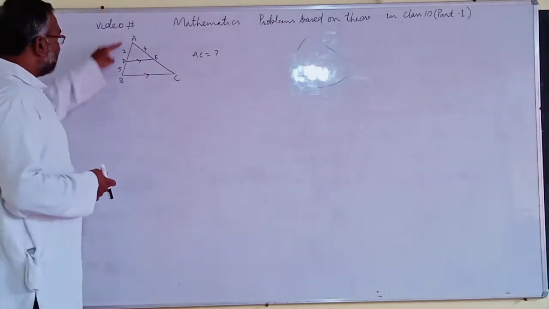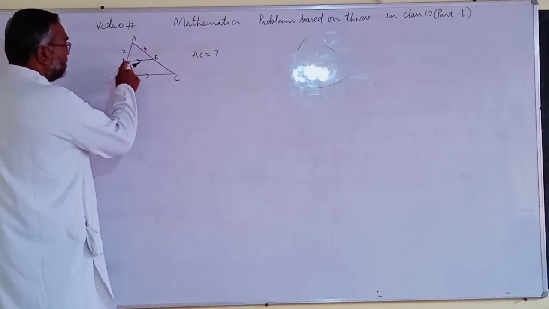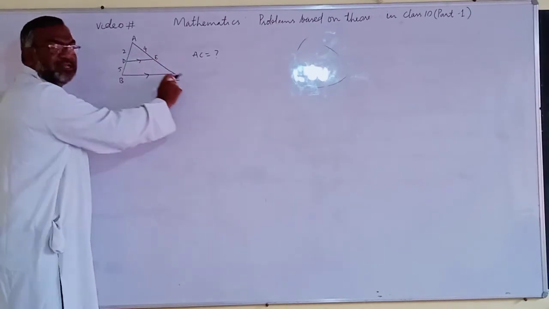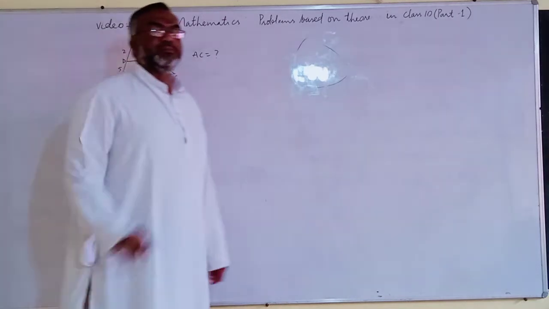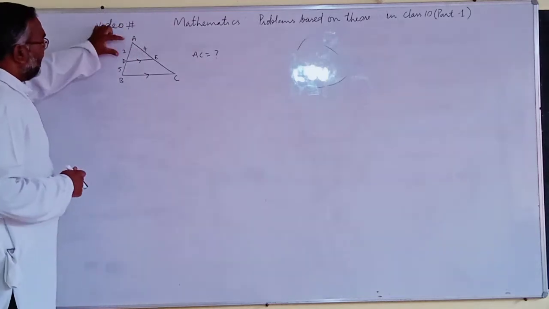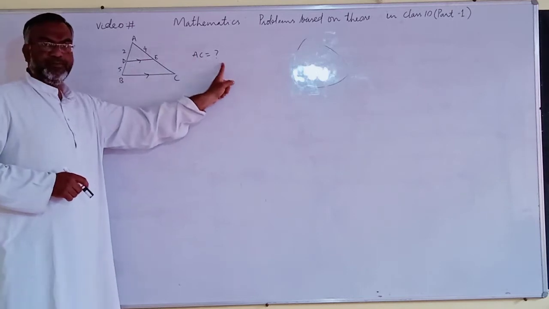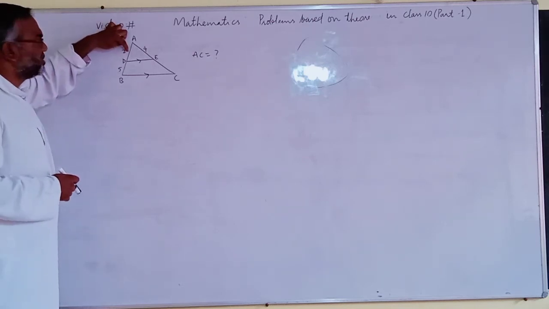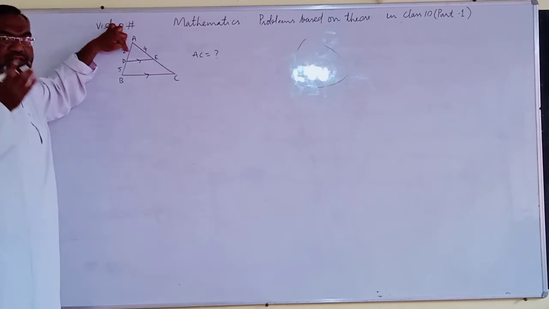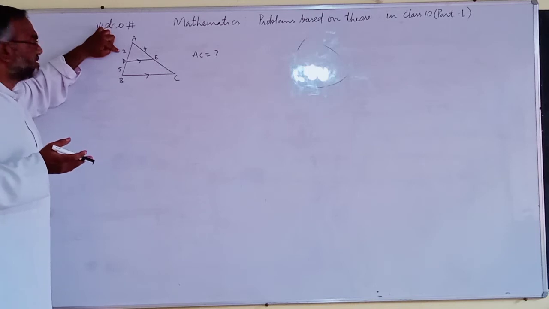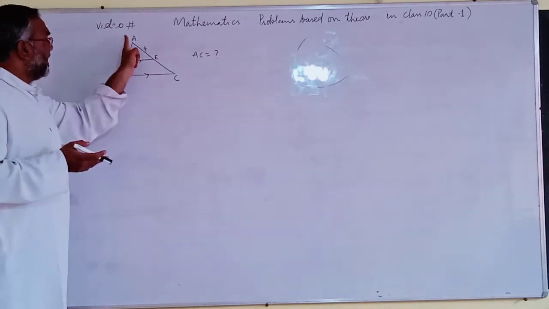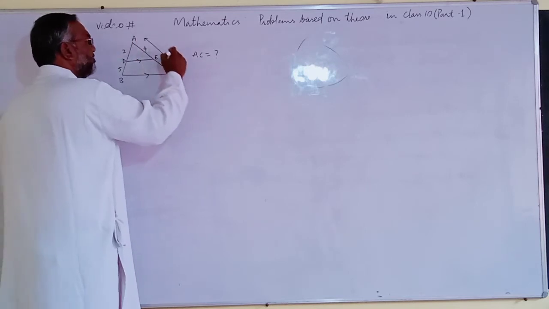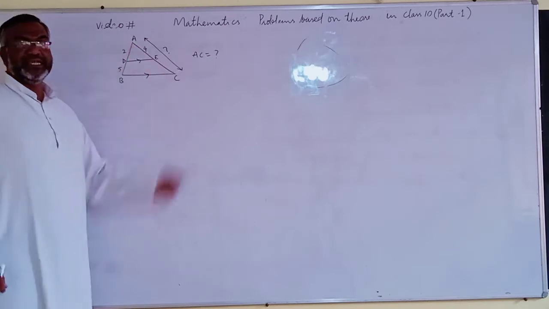The question is, a triangle ABC is given, and in triangle ABC, a line DE is drawn parallel to BC. DE is parallel to BC. Now we have to find the length of AC. AD is given, that is 2 units. The unit is not mentioned, centimeter or meter or inches. AD is 2 units. BD is 5 units. AE is given as 4 units. They are asking us to find AC. This length we have to find.